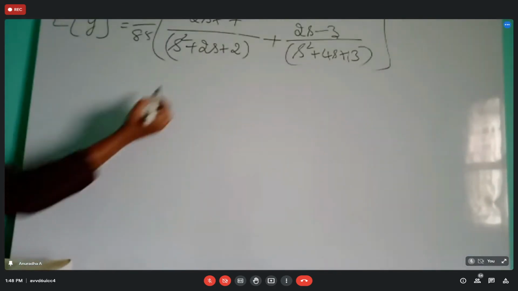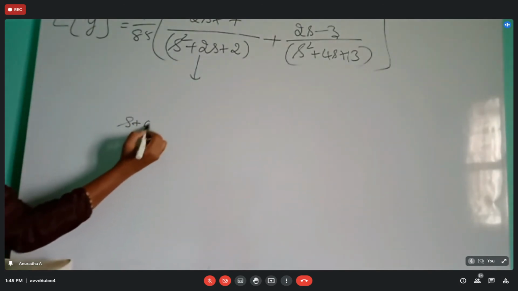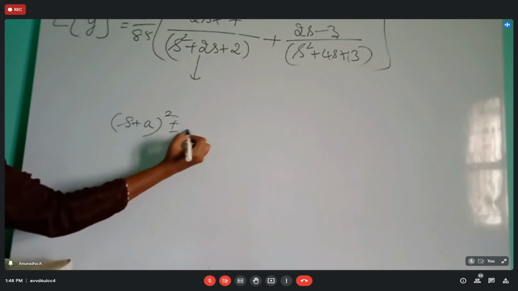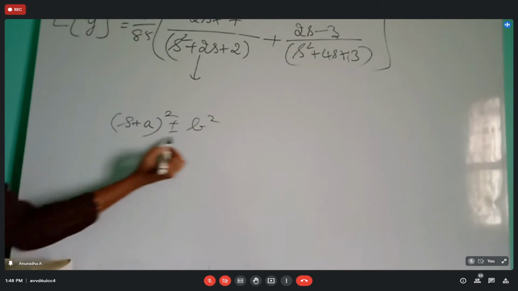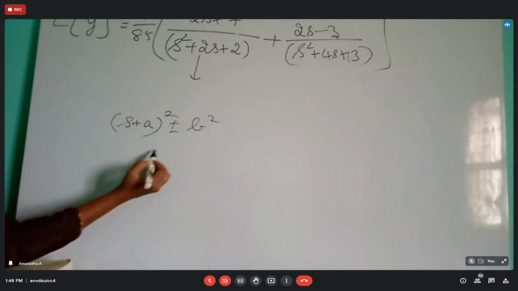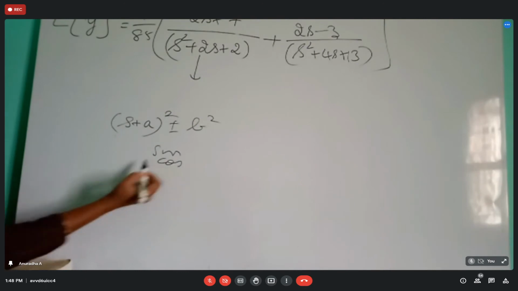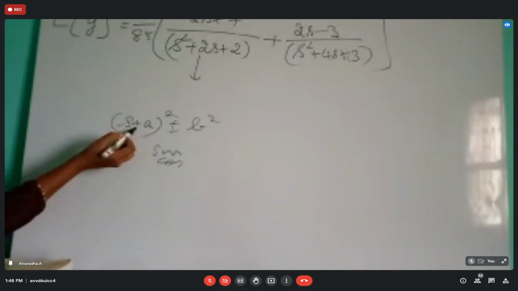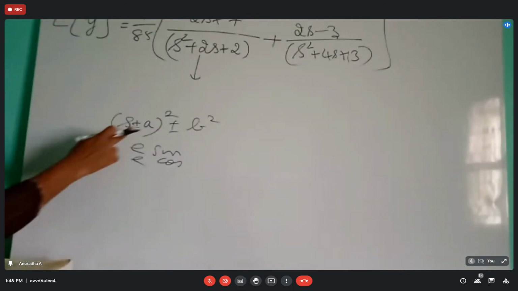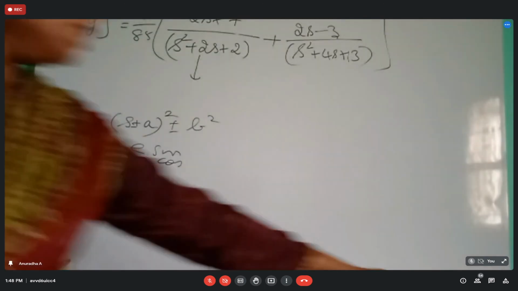We have to write this as s plus a whole square plus or minus some b square. For s plus a whole square or s minus a whole square, we will write either sine or cos, or sinh or something, and for the shift we will write e power. Understood? So this format we have to bring, either s plus a whole square or s minus a whole square. This is the general method.